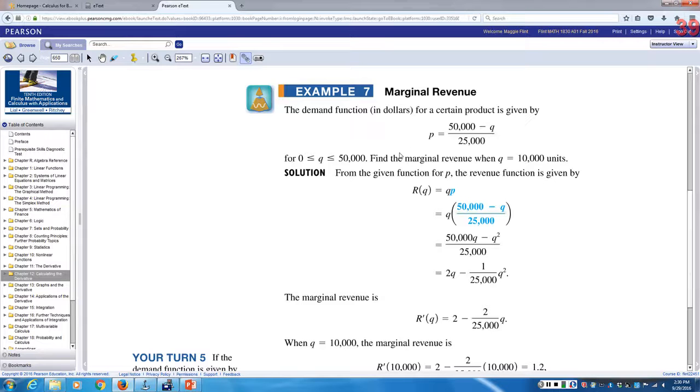Okay, if you have the demand, how are you going to know what the revenue is when you're demanding something at that certain price? P represents the price. How would you figure out the revenue if you know how many they want and you know how much each one costs?